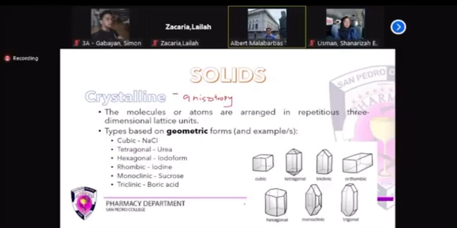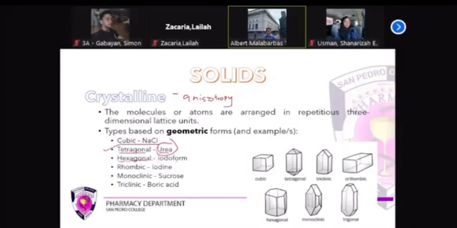Okay, so these are examples of solids with common shapes. Like for example, cubic. The shape of your sodium chloride is cubic. For tetragonal, one example would be urea. So my mnemonic for this is to remember that urea is tetragonal by the number of letters. Urea has 4 letters, so tetragonal is my mnemonic.